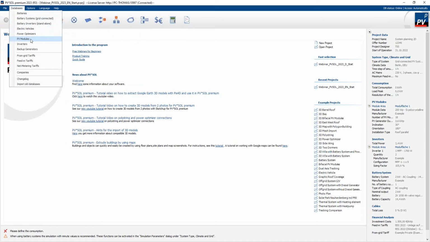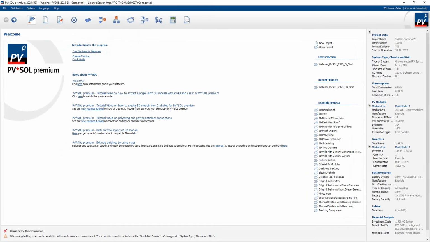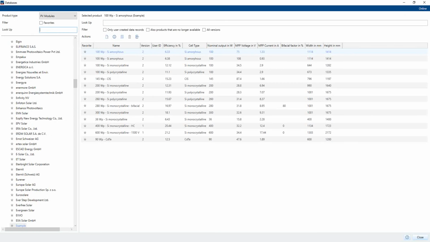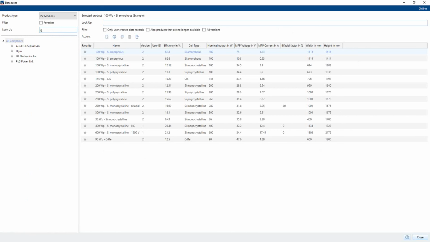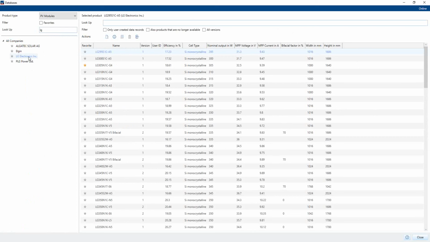Maybe we can have a look at the PV modules database, so that you can see how it looks. We are here on the left-hand side. These are all manufacturers, and here in the big window in the center, these are the different module types. And here on the upper left-hand side, there's a lookup field, and we would like to use an LG module during our presentation. And then you need to select the LG module. As you can see, here, this is a module we would like to use during our planning.